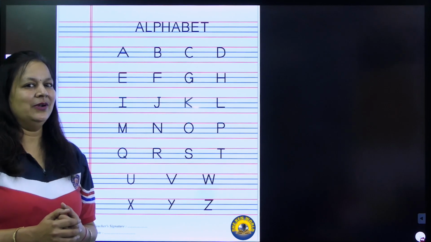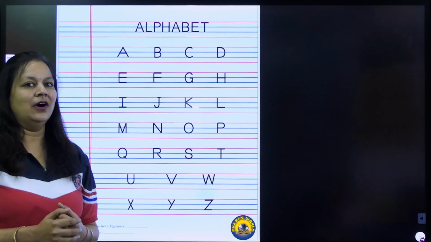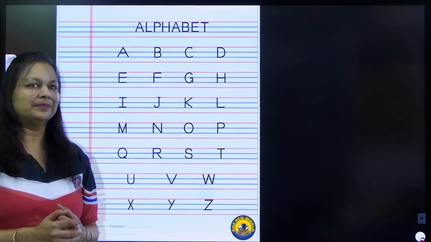Hey, teach them also the uppercase letters and practice these letters again and again for more perfection.